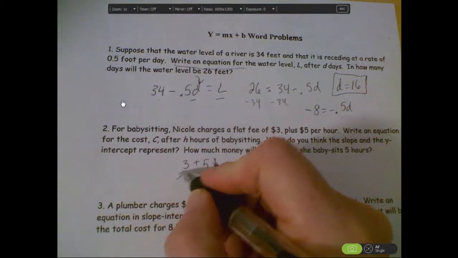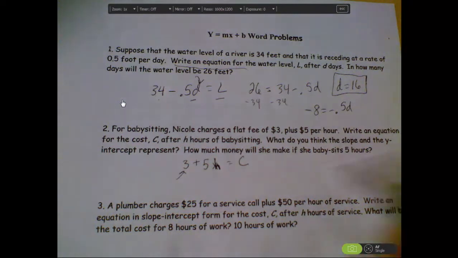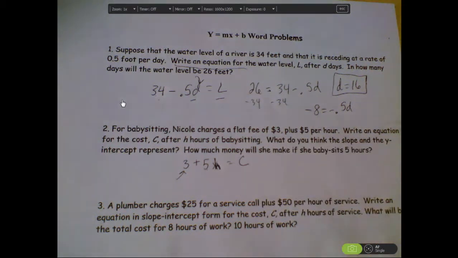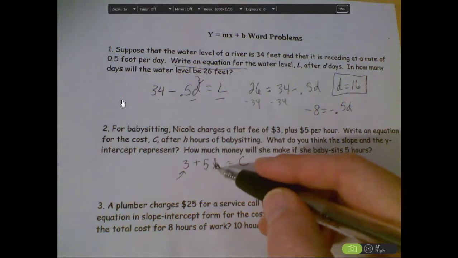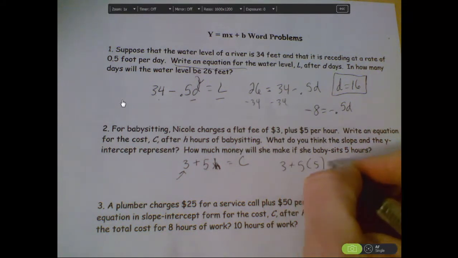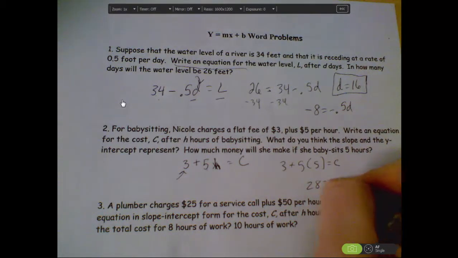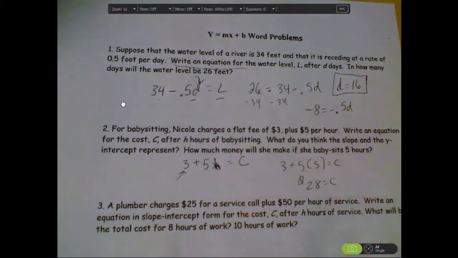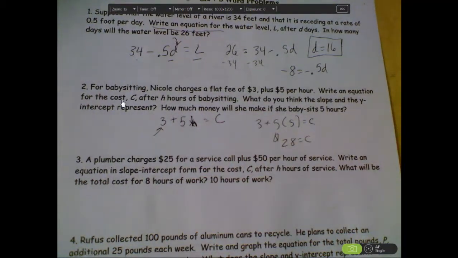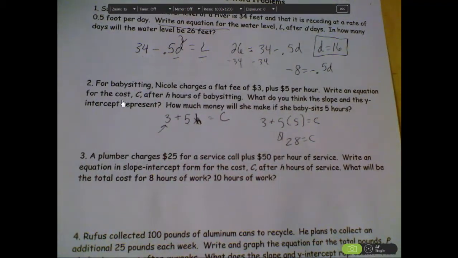Well, the y-intercept represents the flat fee, and that's always true in these problems. It either represents your starting amount or your flat fee. And then your slope is 5, and that's what changes per hour. So if she babysits for 5 hours, then we're going to do 3 plus 5 times 5 equals C, and she would make $28.